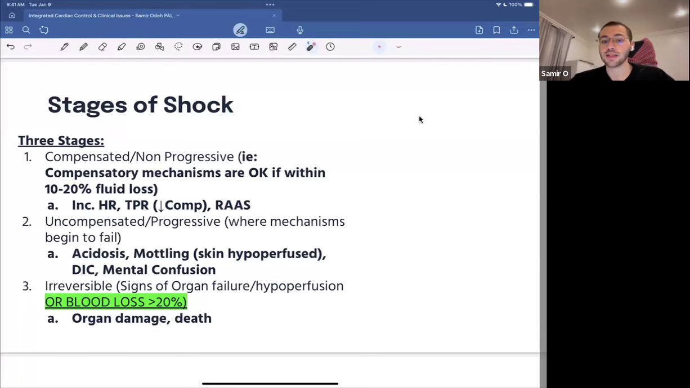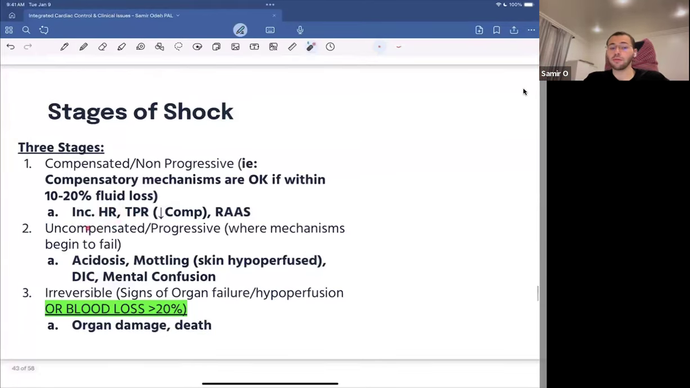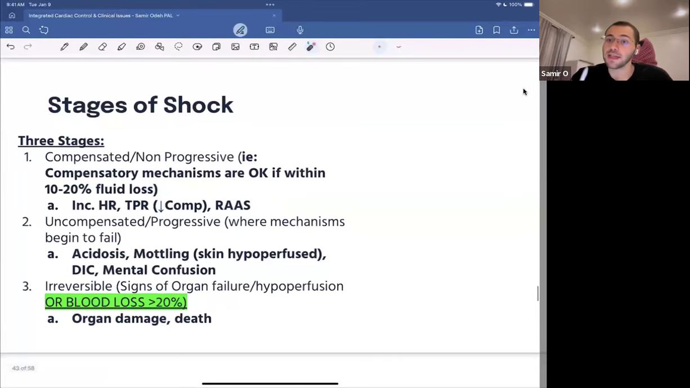And this is seen when you lose 10% to 20% of your blood volume. So this is why when you donate blood, you don't die, essentially. Your heart rate is going to increase. Your total peripheral resistance is going to increase, so it means less compliance. And your renin angiotensin aldosterone system is going to increase. Now, you don't need to know much about RAS right now, but it's a kidney-based mechanism of maintaining blood pressure. So compensated means your body deals with it. It's okay.